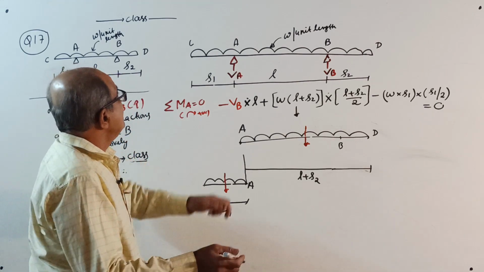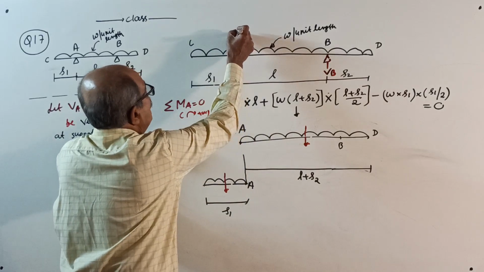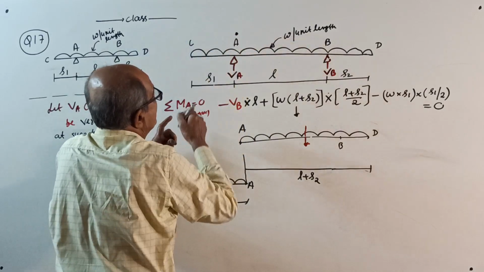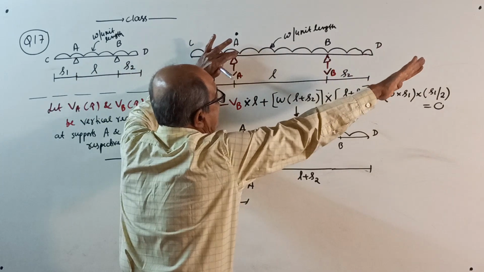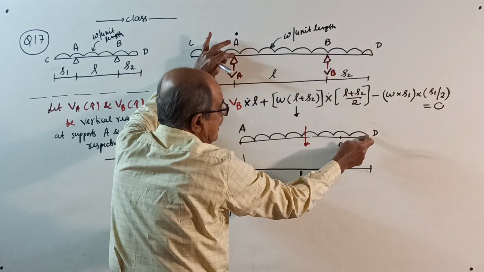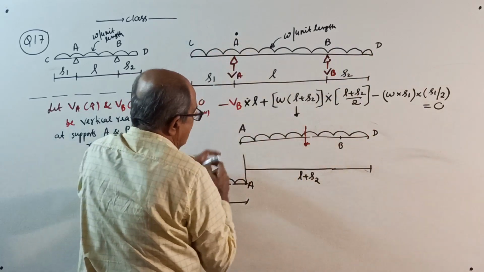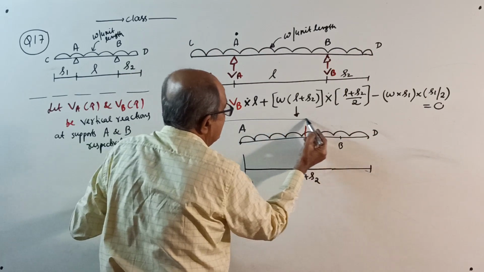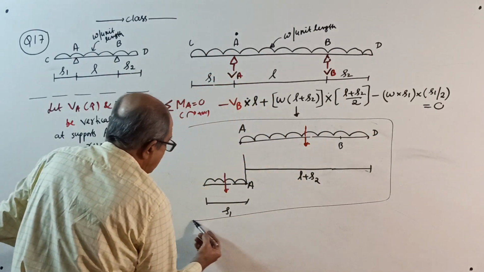Okay, start. Take moment about A. See, moment about this point. Be careful, finger is here. Now, look this side. Make a note. The UDL from A up to D. See here, written A up to D. This is only for understanding. This is not required. Only for understanding.